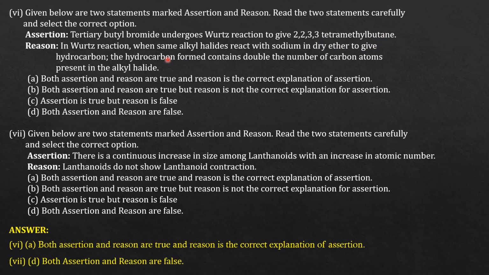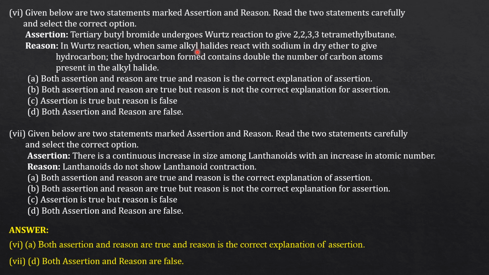So here the actual reason should be that in Wurtz reaction, from the two molecules of the haloalkane, the two carbons which are containing the halogen are getting bonded. In tertiary butyl bromide, the tertiary carbon is containing the bromine. So from two molecules of tertiary butyl bromide, the tertiary carbons containing the bromine are getting bonded in Wurtz reaction, and that is why your product is 2,2,3,3-tetramethylbutane. Here I have written the answer which is given by the council, that is option A. They are saying both assertion and reason are true, but that is a little bit controversial.